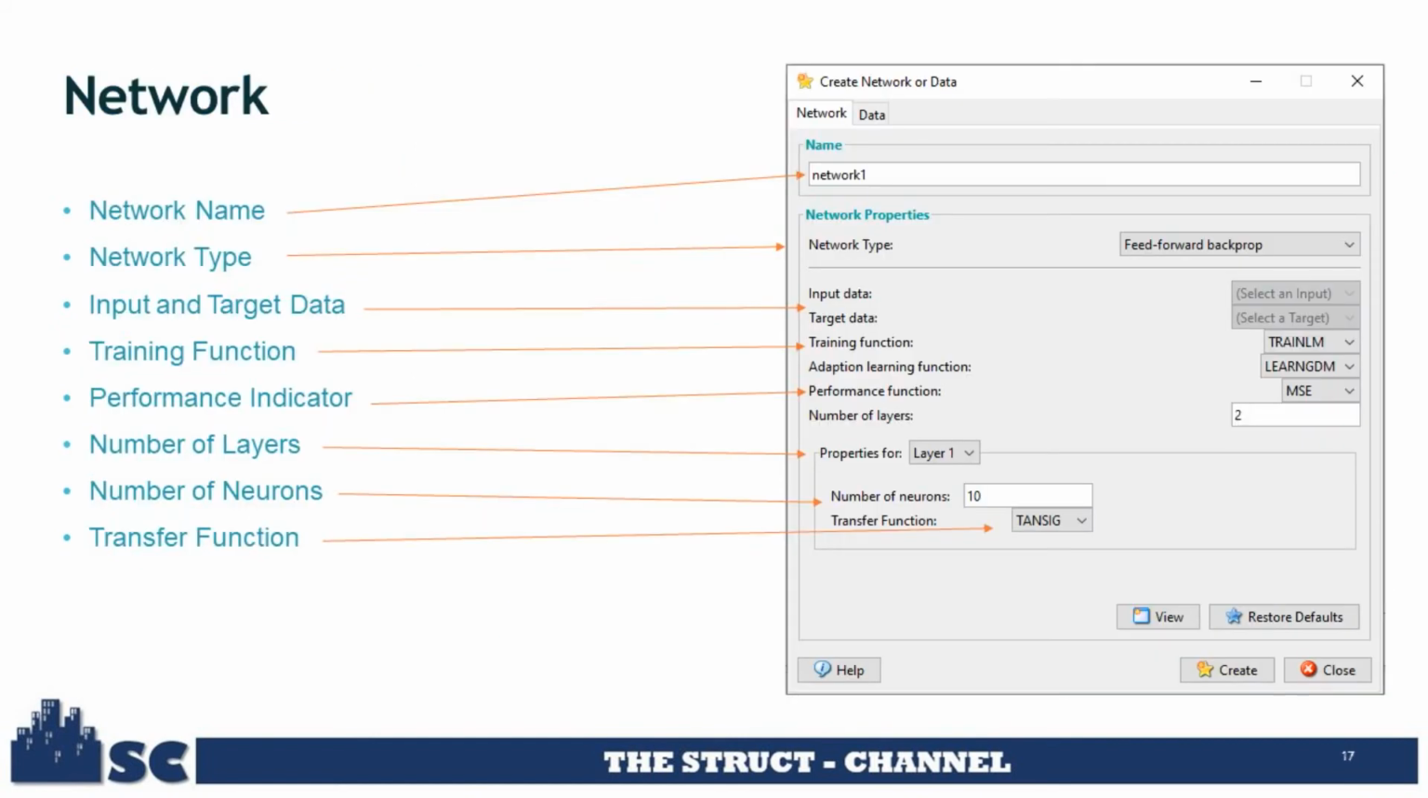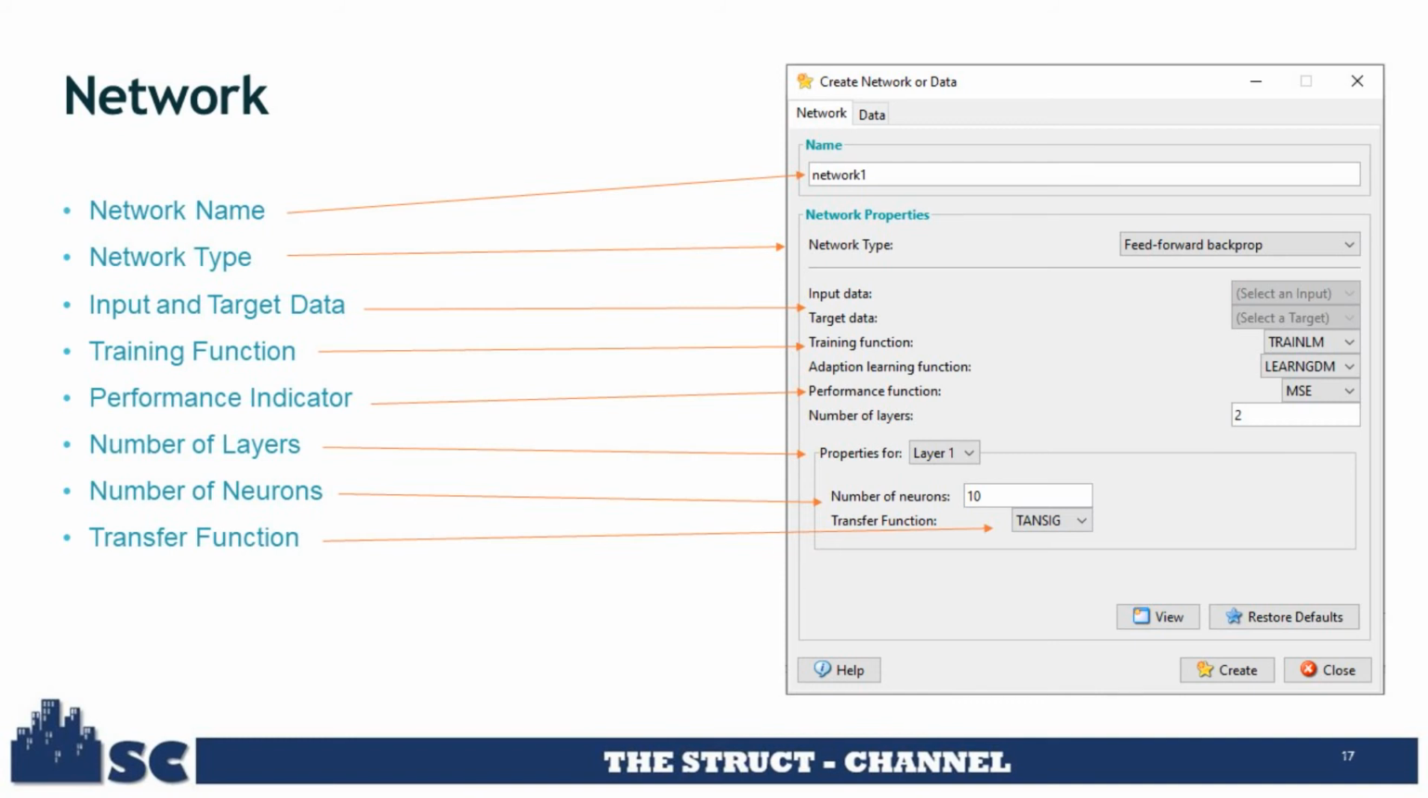When creating the network or the model, there are several important things to understand. But first, here we can create the name of the network, followed by the network type. In our case, we choose feed-forward backpropagation.